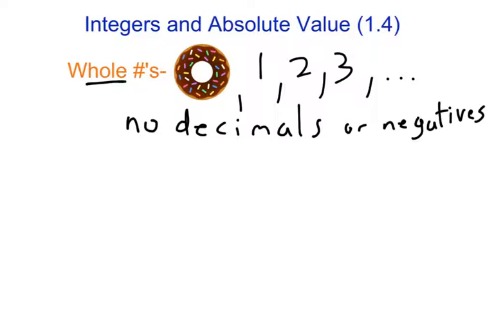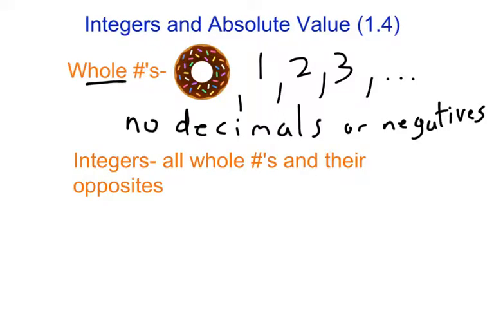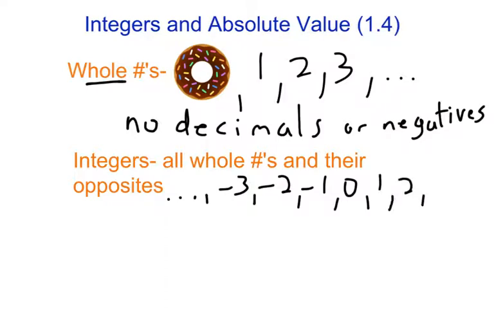Now, integers are just like whole numbers, except they include all of their opposites. So they include all the whole numbers, but they also include numbers like -3, -2, -1. I'm going to put a dot, dot, dot to show it keeps going further to the left. And then 1, 2, 3. And then a dot, dot, dot to show it keeps going to the right.